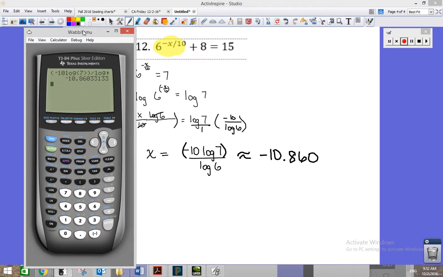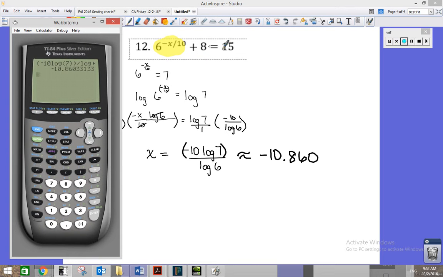And let's plug it in and check and see on the left-hand side when we plug it in if we do get approximately 15. So I've got 6 raised to the opposite of my answer. Well, the opposite of negative is a positive. Divided by 10. I guess I could have moved the decimal myself. Then I have to bring it out of the exponent and then go plus 8. So that's real close to 15. So hey, that's my answer to 3 decimals.